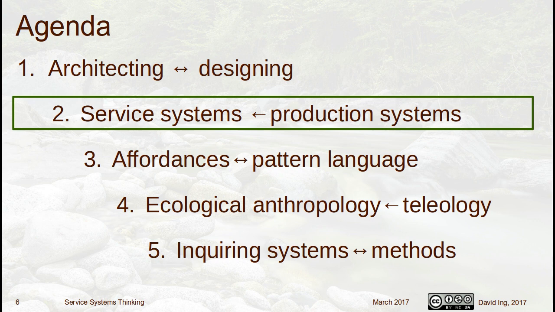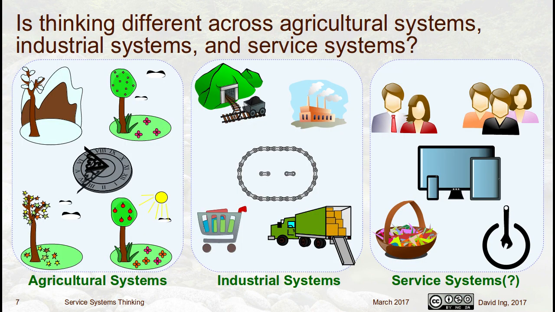My question would be, okay, if there is a service systems orientation now, what would it be in another situation? And you have to actually look back a little bit further. And my question is thinking different across agricultural systems, industrial systems, and service systems? So, agricultural systems. Been around for a long time. We still have agricultural systems. Fairly industrialized, but the idea of farming is pretty good.